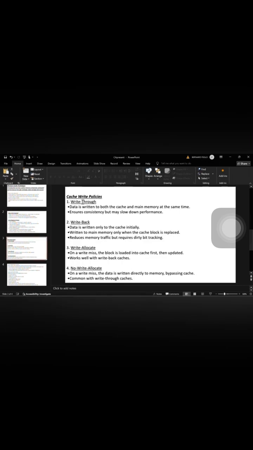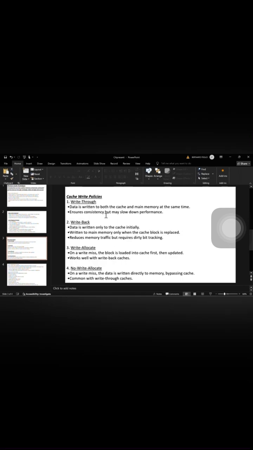And now let's move to the cache write policies. The first one is the write through. In the write through, data is written to both the cache and main memory at the same time. It ensures consistency, but it may slow down performance of the system.